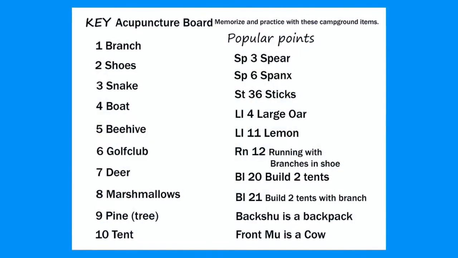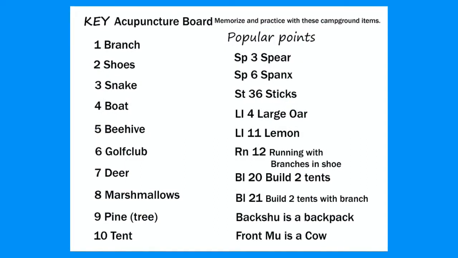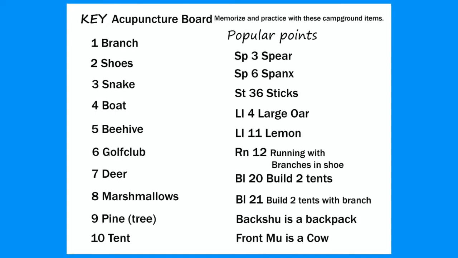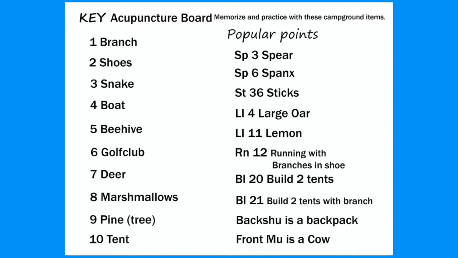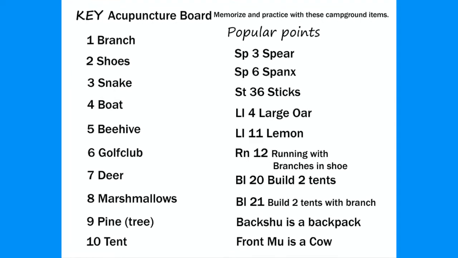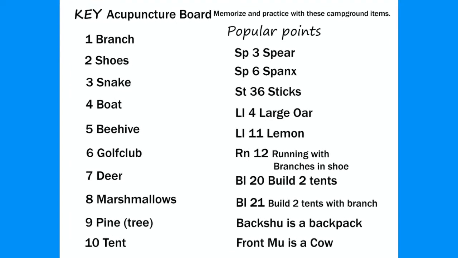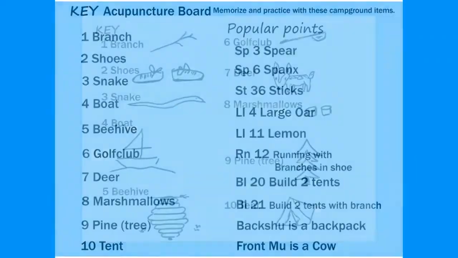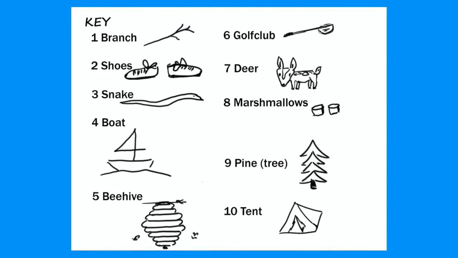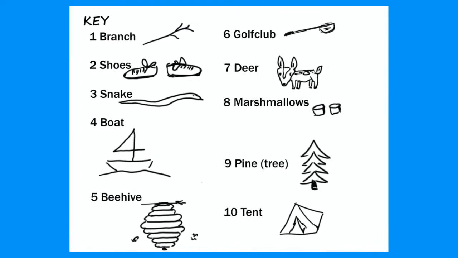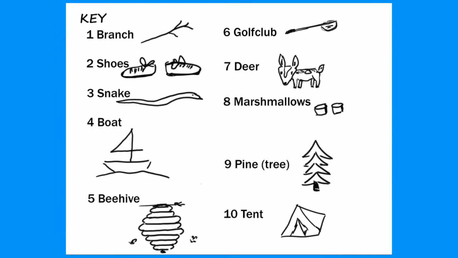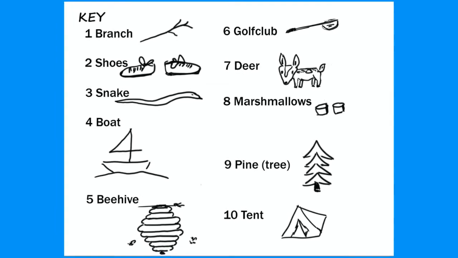So here we put 1 through 10. We wrote down things like for camping. So we picked something that would be in a campground for camping, and then popular points that we found used commonly in our point prescriptions. So we wrote those out. Then we drew them. So you can look at the key. You have a branch, shoes, snake, boat with the 4 of the sail, beehive, 5. And the more you practice, the more you just know the number with the picture.